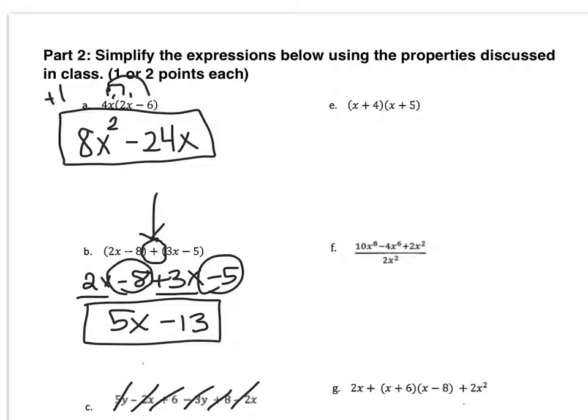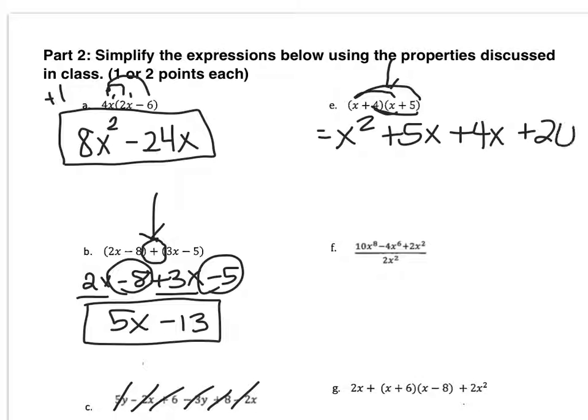Okay, and letter E, look between those parentheses. You don't see a plus or a minus, so that means you're multiplying. You're going to do x times x, which gives you x squared. You're going to do x times 5, which gives you 5x. Now you're going to distribute the 4. 4 times x gives you 4x. 4 times 5 gives you 20.